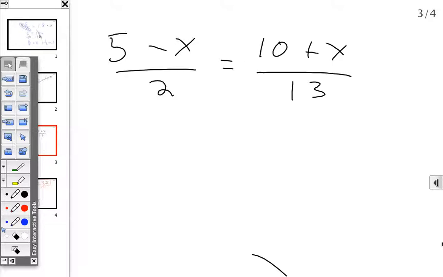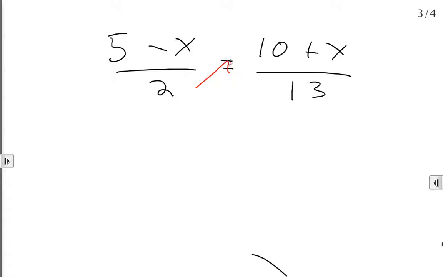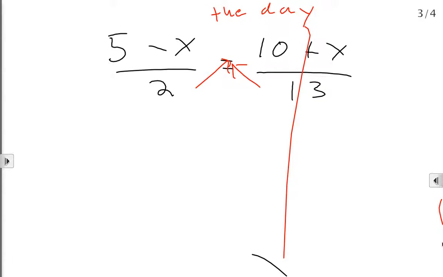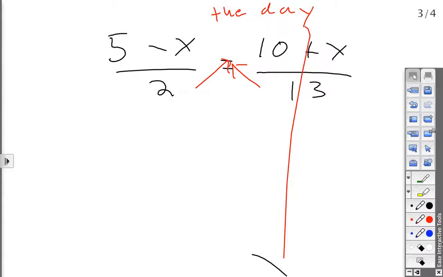I don't know if you guys remember cross multiply from back in the day. You guys remember the day? It was a long time ago. Oh, my day smeared. Alright.